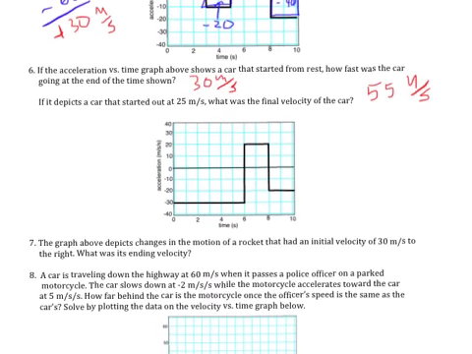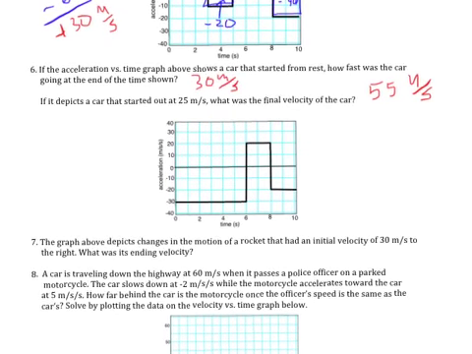All right, the graph above depicts a change in motion in a rocket that had an initial velocity of 30 meters per second. Let's keep that in mind. We want to know its ending velocity, so just find the area under the curve. So let's see, we have negative 30 times 6, and that's a rectangle, so I know how to cut it in half. So negative 30 times 6, that's negative 180 meters per second.